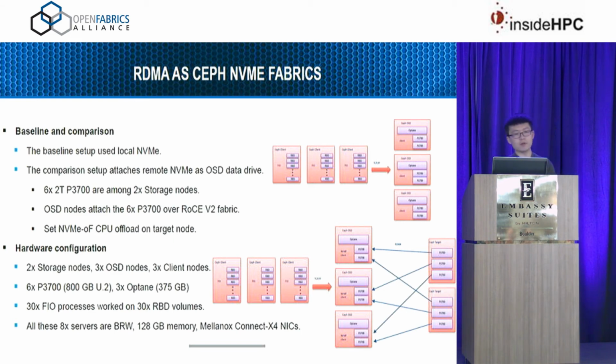We also set the NVMe-oF CPU offload on the target node. We also have 10 FIO processes running on each of the client nodes, so totally we have 30 FIO processes. All these servers are Broadwell with 88 logical cores and 128 GB memory. We use Mellanox ConnectX-4 NIC as the RDMA NIC.